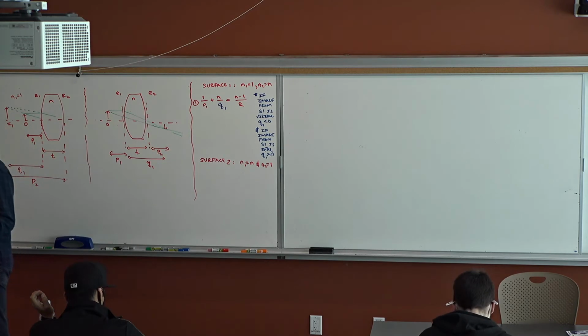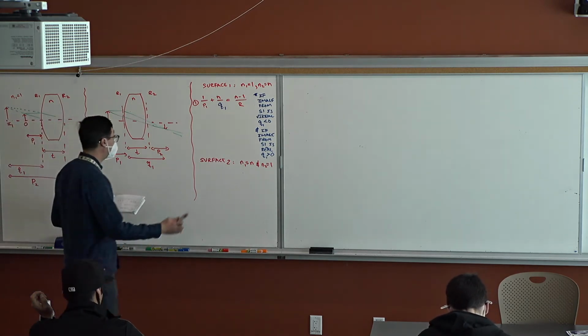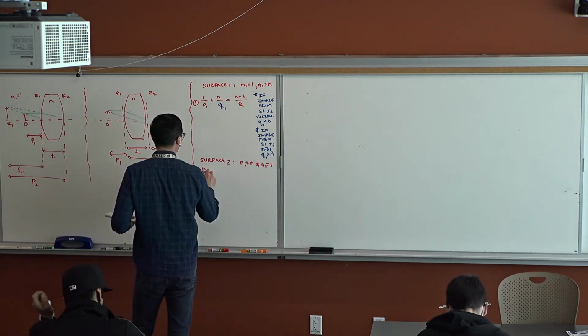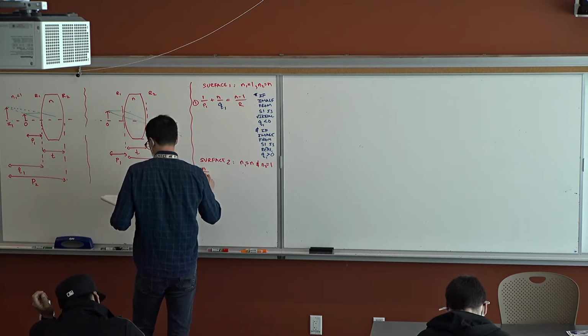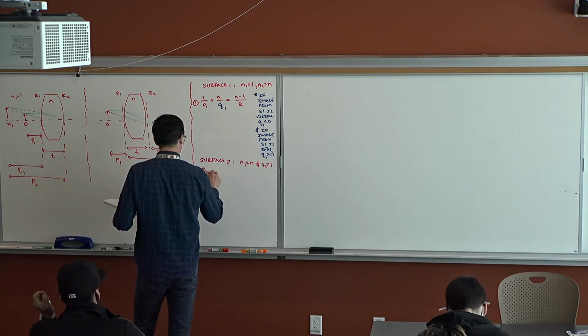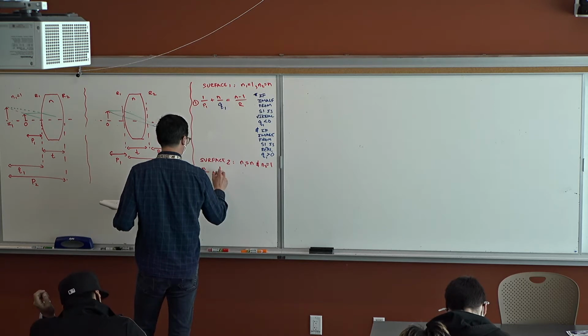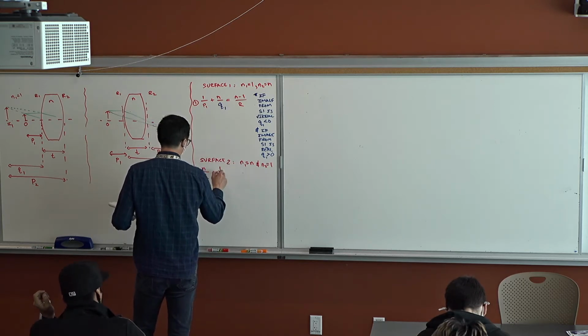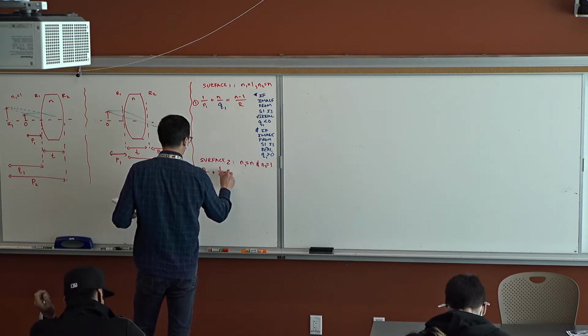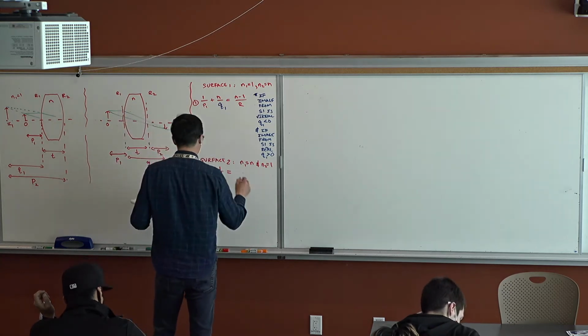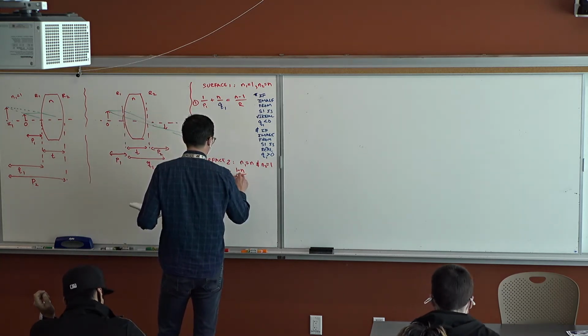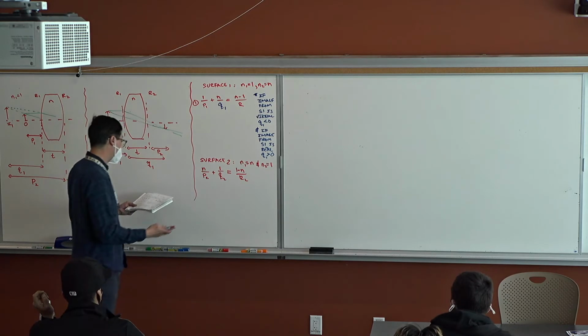So we have n over p2 plus 1 over q2 is equal to 1 minus n over r2.